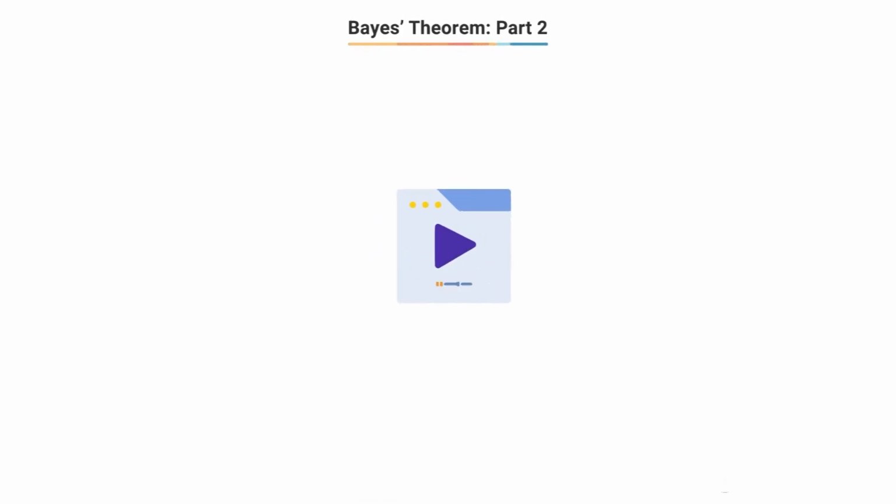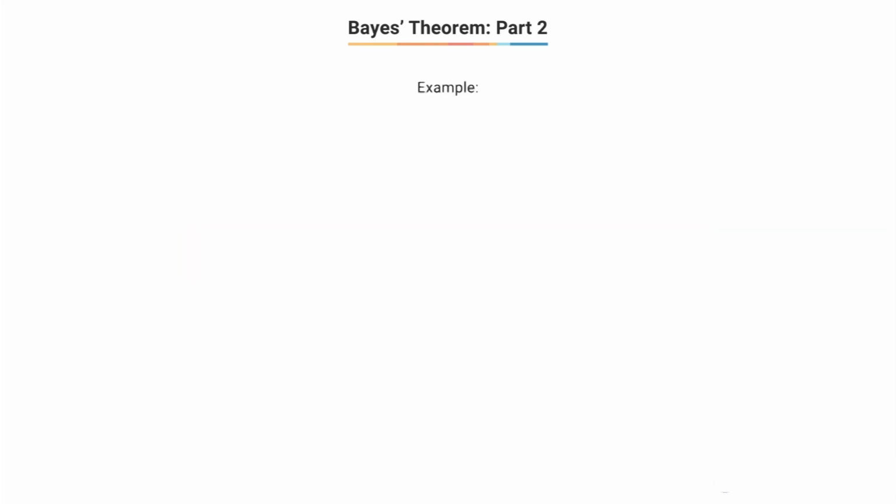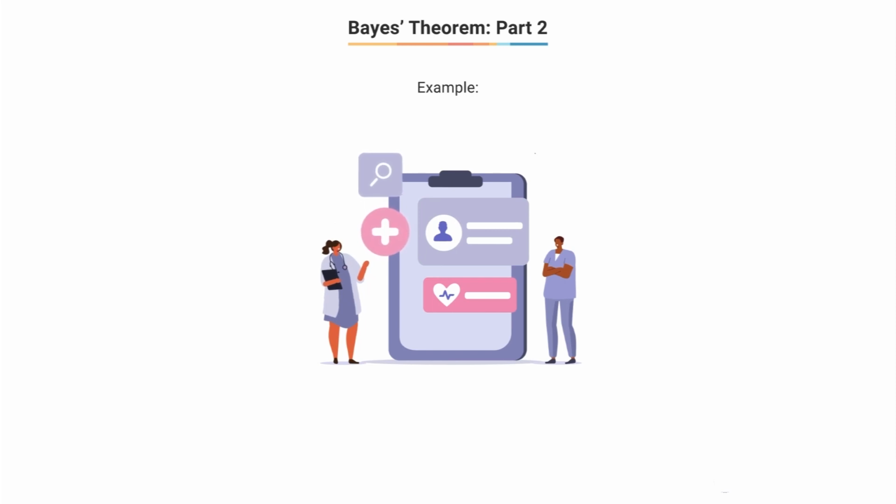So in the previous video, we learned that the Bayes theorem comes into picture when a direct calculation of a conditional probability is not possible due to lack of information. So let's take an example of such a case. This is one of the most common applications in the medical domain.